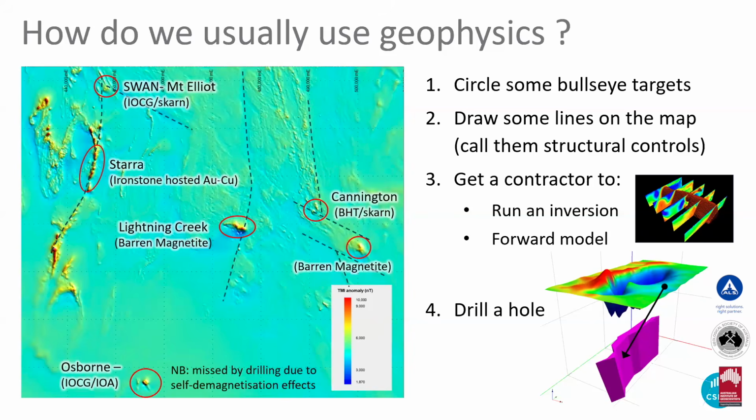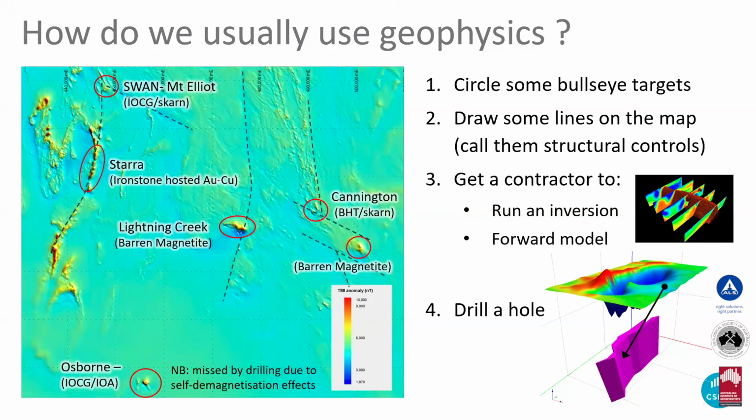We might run some inversions, get a forward model, come up with a body, drill a hole, and we either hit something or we don't, and that's probably the end of it. But really, if we actually go and think about the mineral system and the petrophysics and what sort of data we need to collect earlier on in the piece, we could probably do a much better job of geophysics.